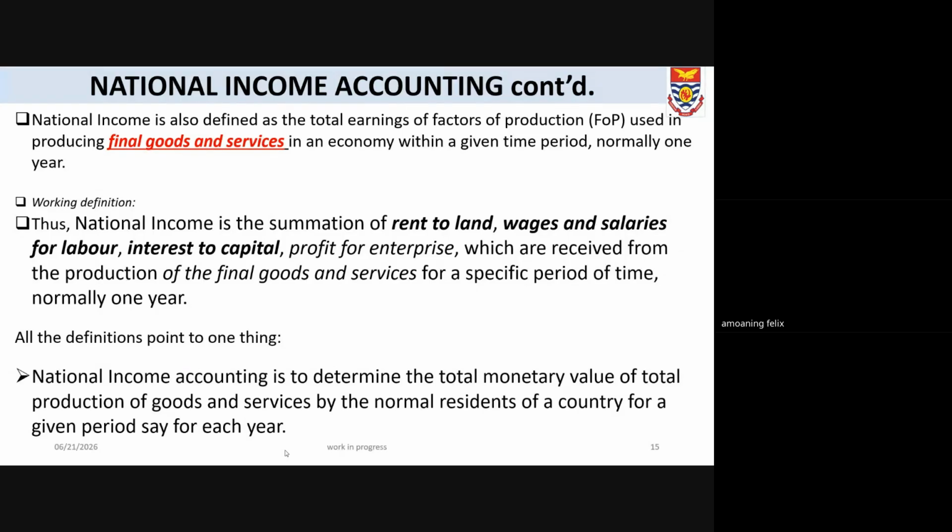So by the residents of a country, we don't care about your nationality. Our main focus, either you are a foreigner and you are a resident in the country, or whether you are a national and you are a resident of the country. That is what we are interested in. So we are looking at the residents of the country that are into production within a given year. So every year we look at the total monetary value of total productions that have been done by the normal residents of a country in a given year. That is what the main concept of the national income is concerned.